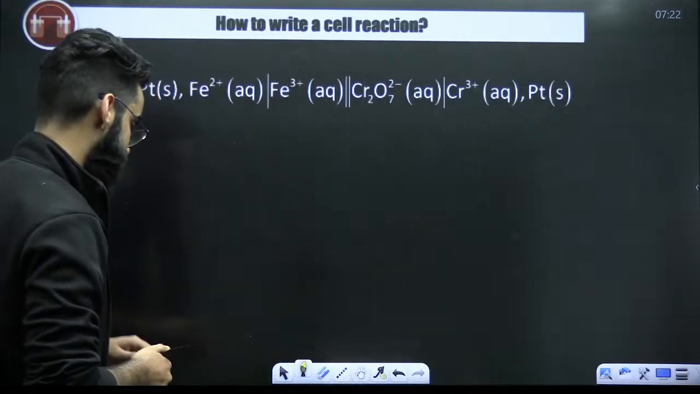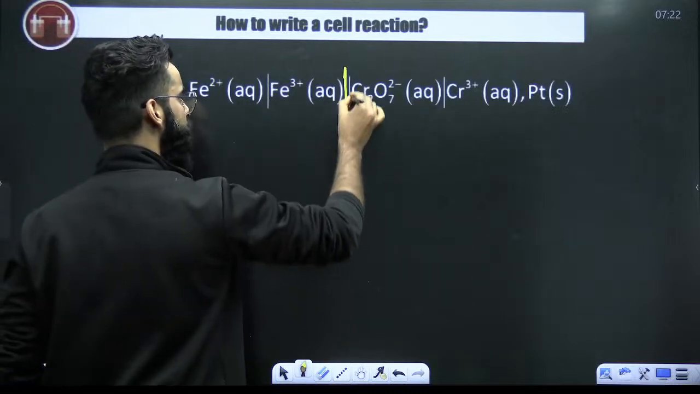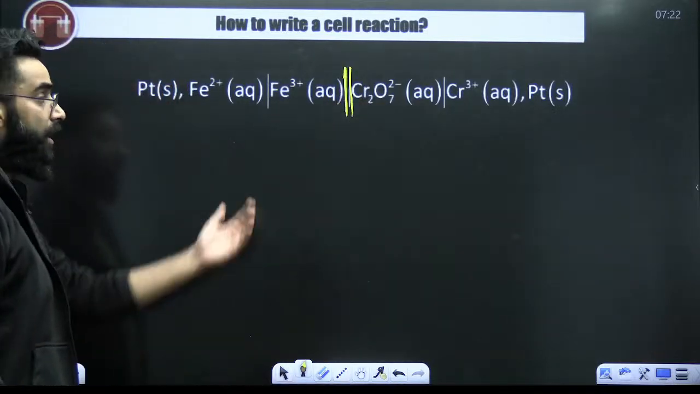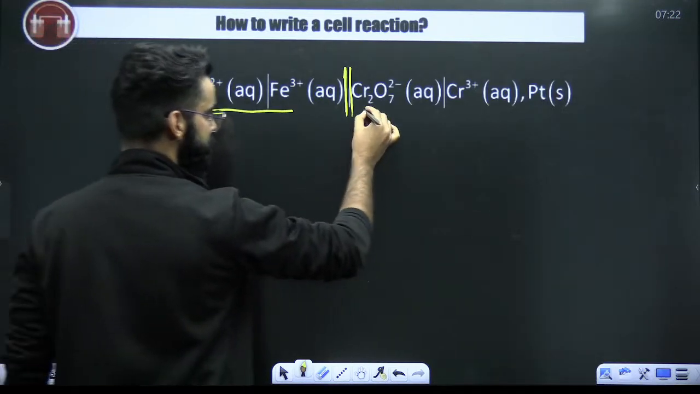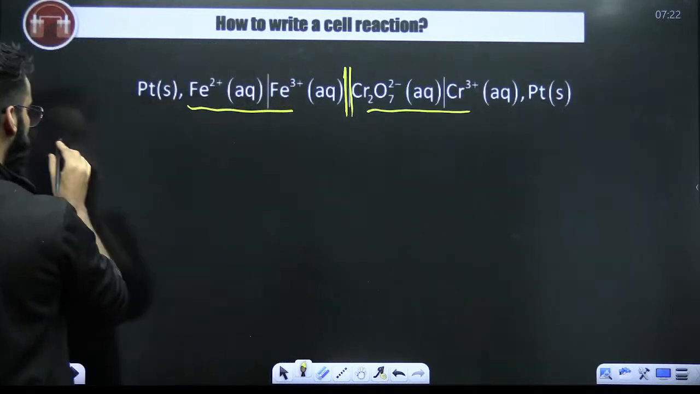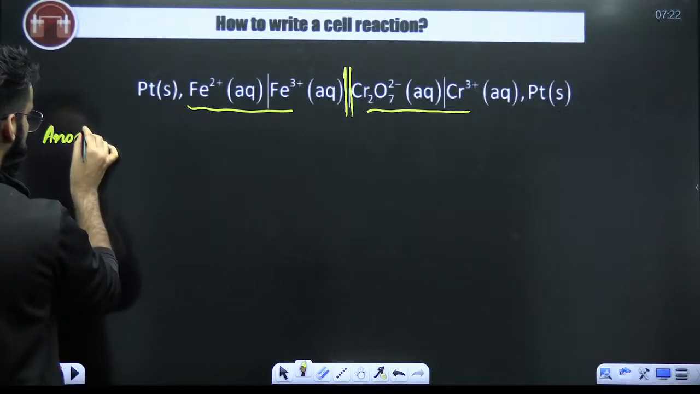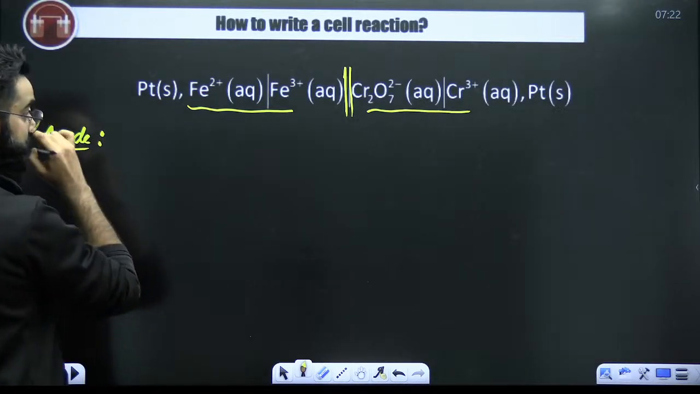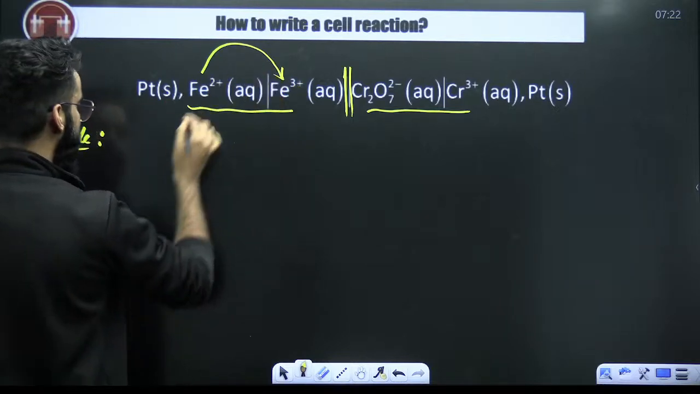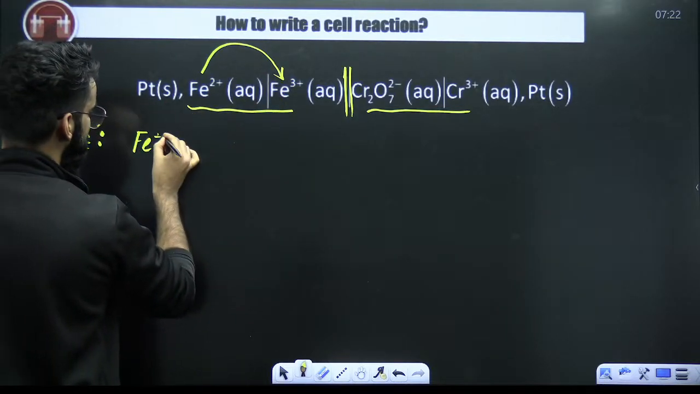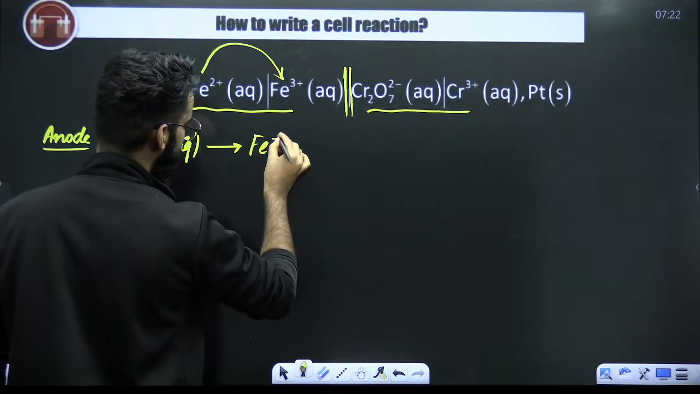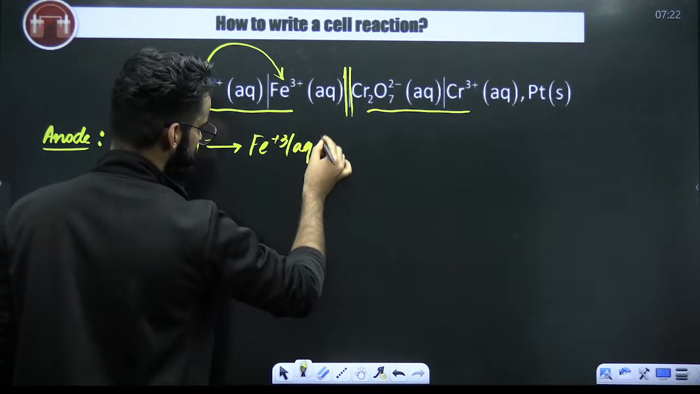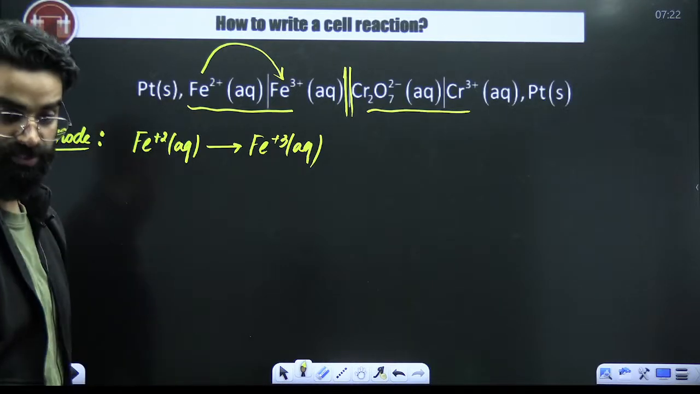Okay, let's try to solve this. First of all, these two lines, they represent the salt bridge. On the left side, you'll be writing the anode, right? So this is the anodic part. This is the cathodic part. You know, at anode, oxidation takes place. So Fe dipositive is getting converted into Fe tripositive. Right? So Fe dipositive aqueous is getting converted into Fe tripositive aqueous. Since it is the oxidation reaction, so loss of electrons has to happen, right?